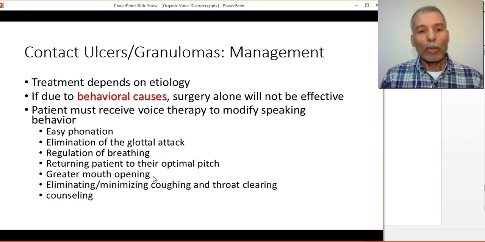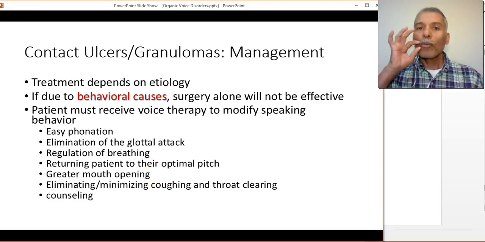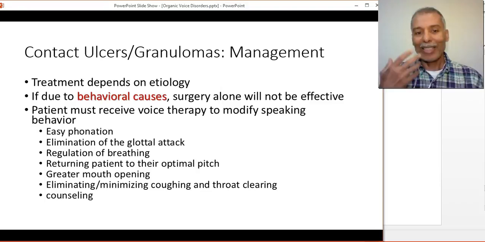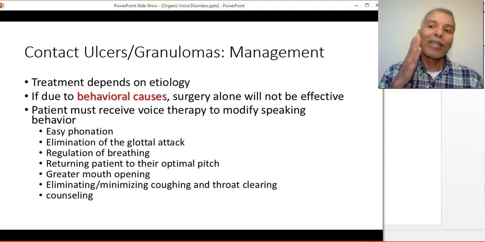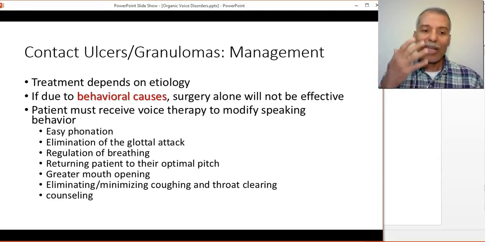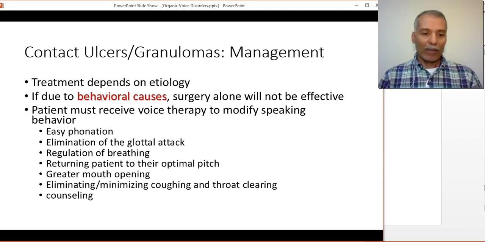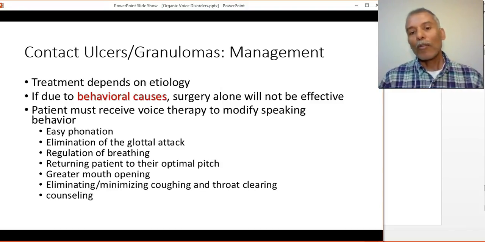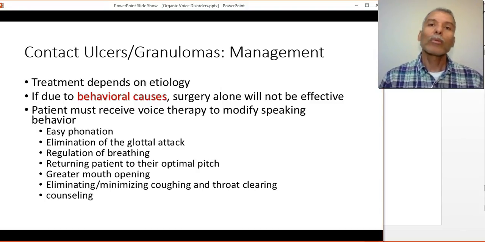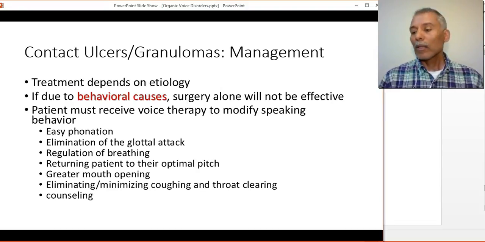Teach them how, work on them, have them practice opening their jaw a little bit, over-articulation, instead of saying, "Oh, I told you to go now." So exaggerating the mouth opening is going to change the focus, of course, from here to here, and that will decrease the tension and kind of maximize their voice quality. Eliminating, minimizing the coughing and throat clearing, and of course you need to have hydration.